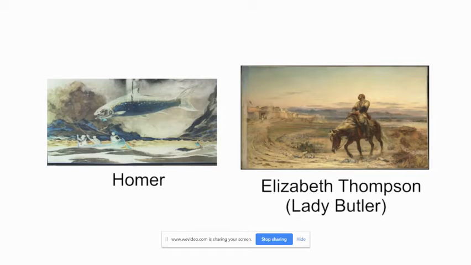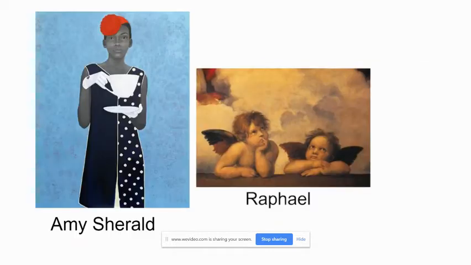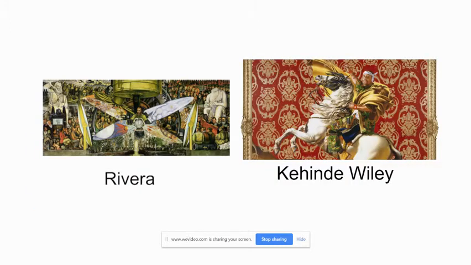Elizabeth Thompson, she does a lot of realistic kind of cowboy scenes. Amy Sherald, she did Michelle Obama's official portrait, and she does a lot of portraits of African Americans. This is sort of her style with the grayish skin, realistic but with the gray skin. Raphael is a Renaissance painter. Diego Rivera, he's a muralist and painter.